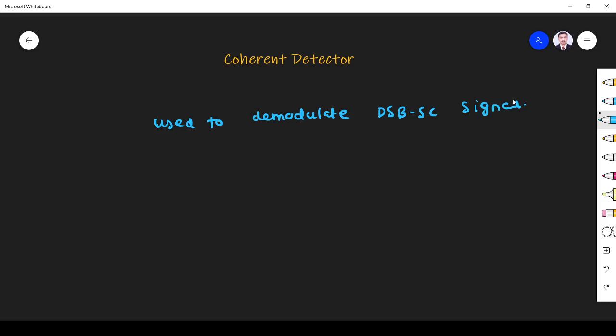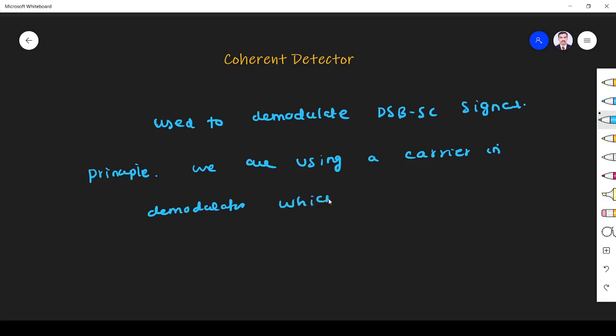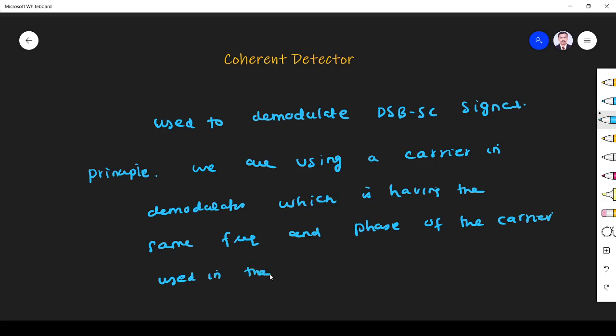The principle behind the coherent detector is that in this device we are using a carrier in the demodulator which is the same as the carrier used in the modulation, having the same frequency and phase as the carrier used in the modulation. That is the main thing.